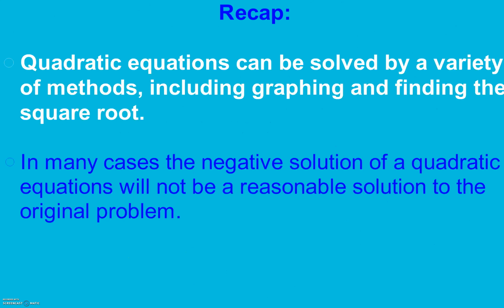Quick recap here for section 9.3. Quadratic equations can be solved by a variety of methods, including graphing and finding the square root. In many cases, the negative solution of a quadratic equation will not be a reasonable solution to the original problem. Just like on the last one, guys, when we were talking about the width being square root of 70, we don't want negative square root of 70. We can't have negative square root of 70 feet, so just the positive square root of 70 there. And that's all I have for section 9.3.